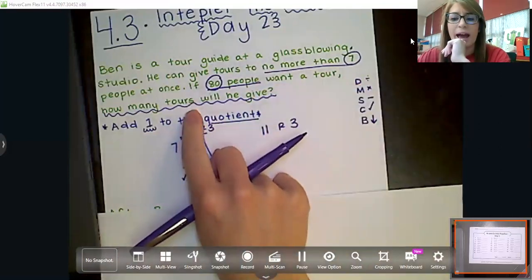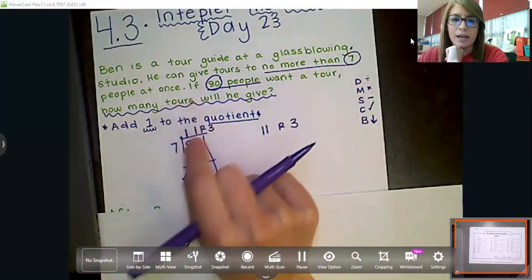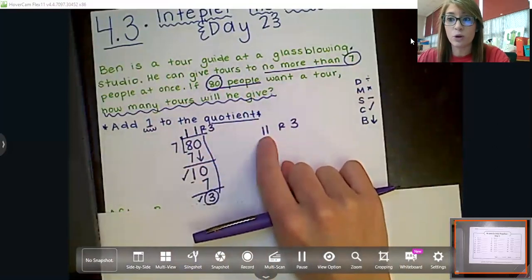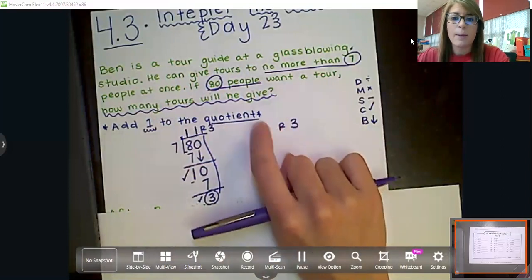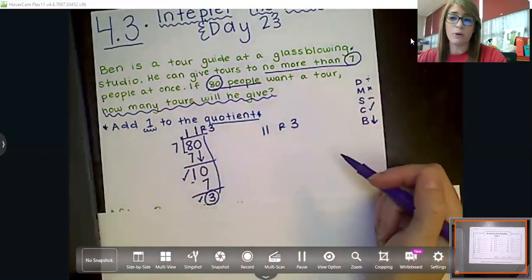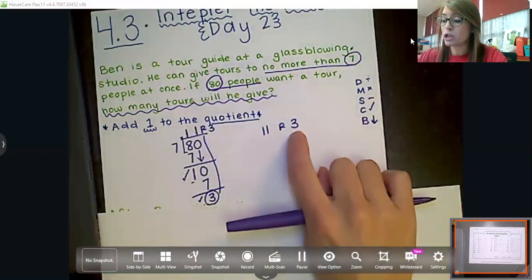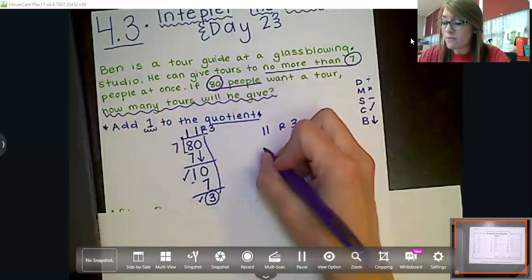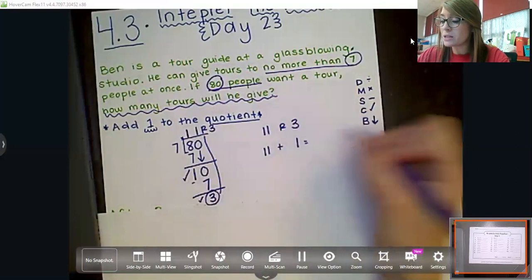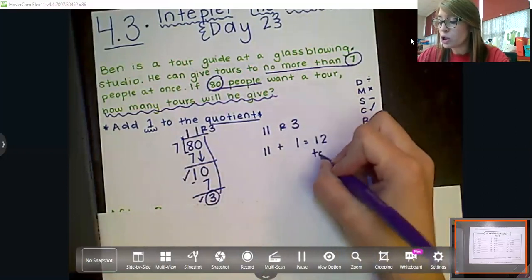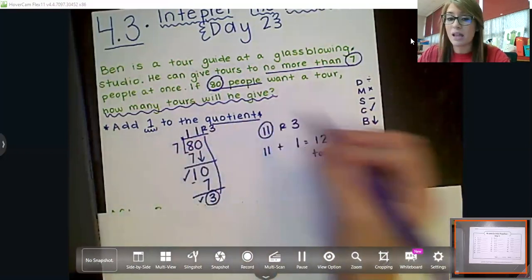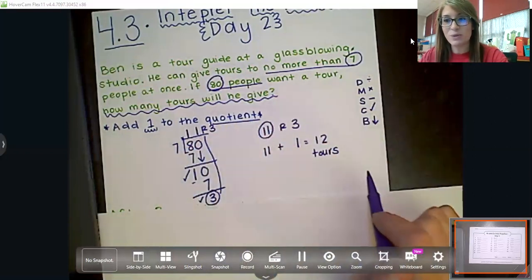Now, let's look back at the question they asked us. It says, how many tours will he give to make sure everybody goes? So we know that he's going to give 11 groups of 7 a tour. But what about these 3 leftover people? Can we just tell them too bad, you can't come because I can only give groups of 7? No, we have to make sure we do a tour for them as well. So we're going to have these 11 tours plus 1 more tour right here. So Ben is going to give a total of 12 tours. So all we did was add 1 to our quotient, which was 11. 11 plus 1, he'll give 12 tours.